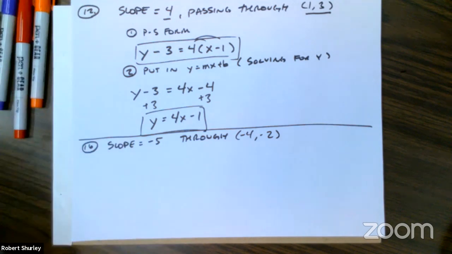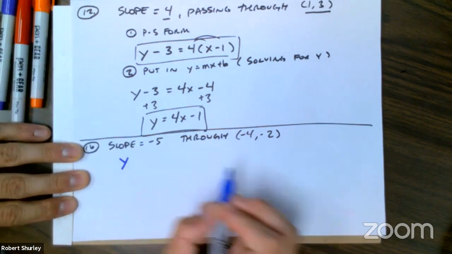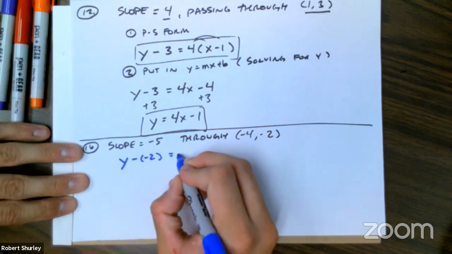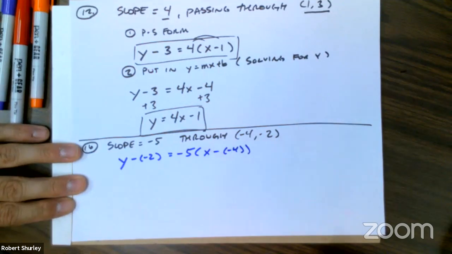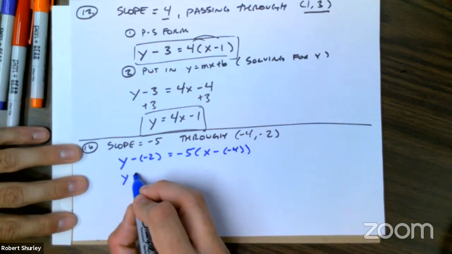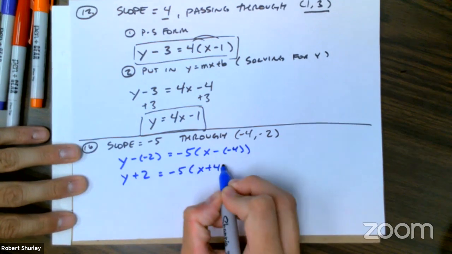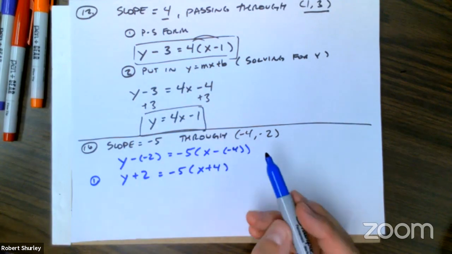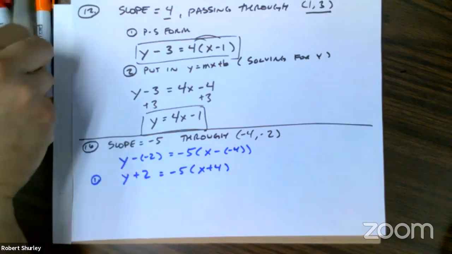Okay, let's see here. I'm going to use a different color because I feel like it. Y, that's -2, so it's really minus a -2 equals -5 times x minus a -4. So I'm going to rewrite this as y plus 2 equals -5 times x plus 4. Okay, so that's the first step. I've put this into point slope form. Now I've got to get it into slope intercept form.